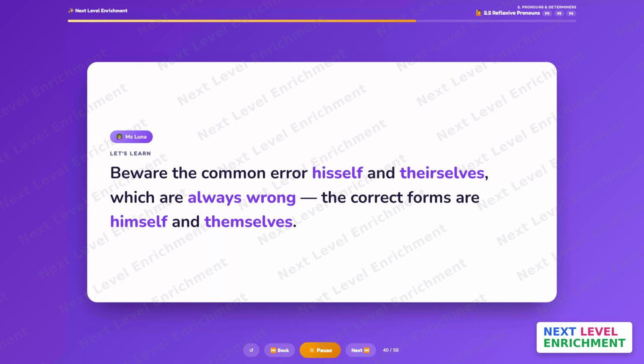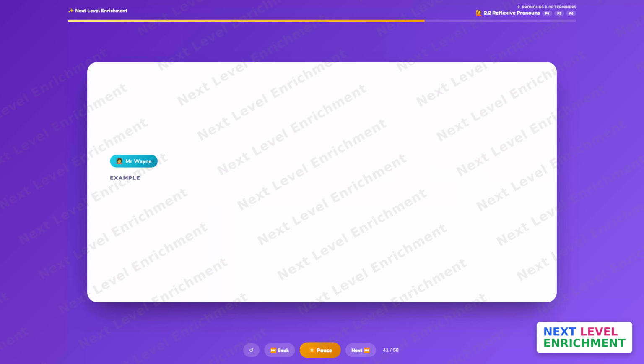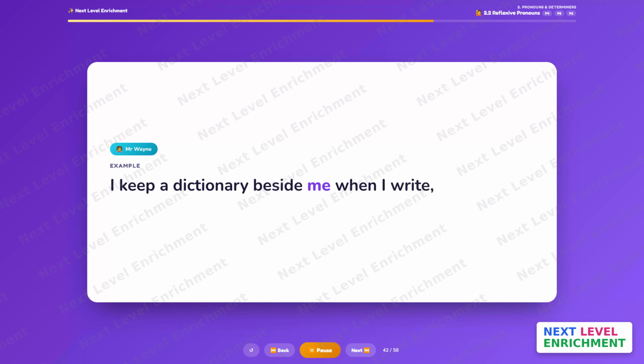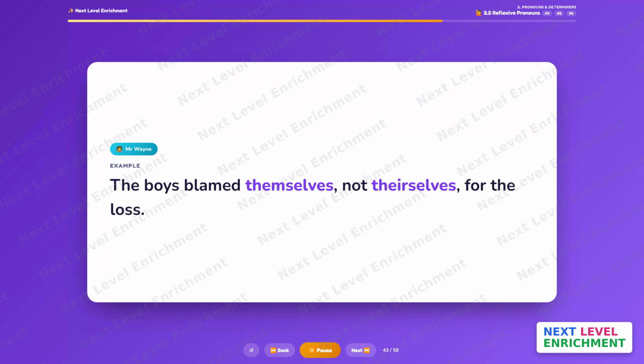For example, come in, children, and find yourselves a seat. For example, I keep a dictionary beside me when I write, not beside myself. For example, the boys blamed themselves, not theirselves, for the loss.